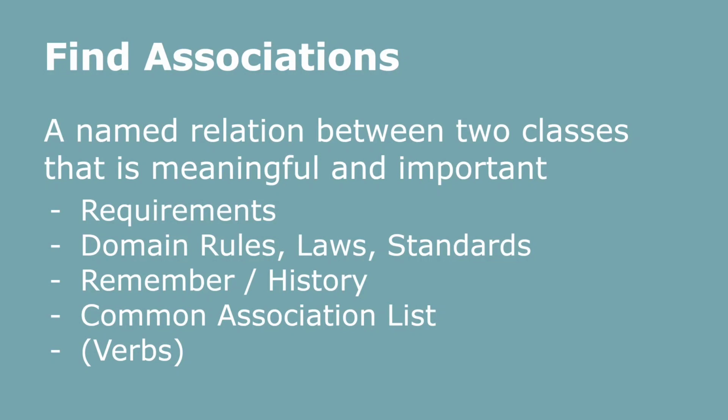So there needs to be an association between the conceptual classes student and course in order for us to remember this. Other examples of associations can come from domain rules, laws, and standards. For example, using our knowledge of the course administration system, we can realize that maybe a course needs to have a responsible teacher and also an examiner.